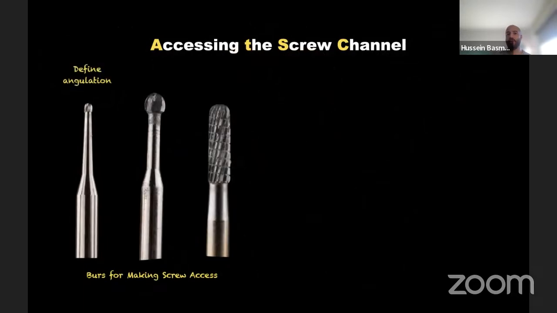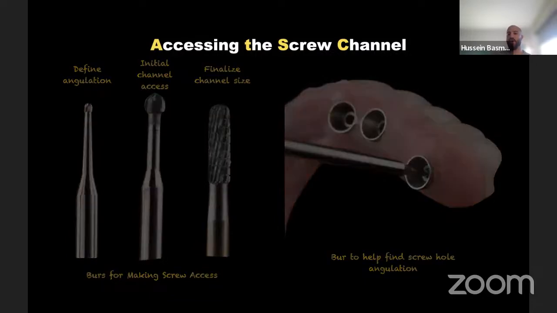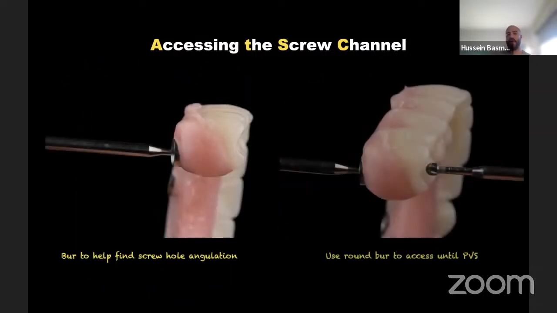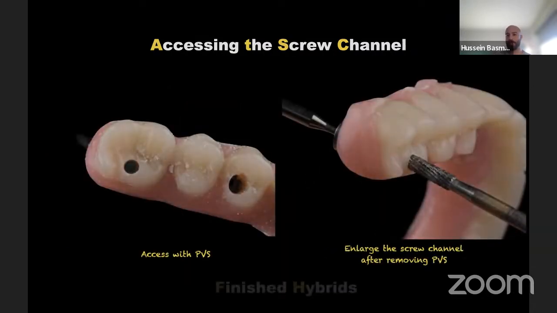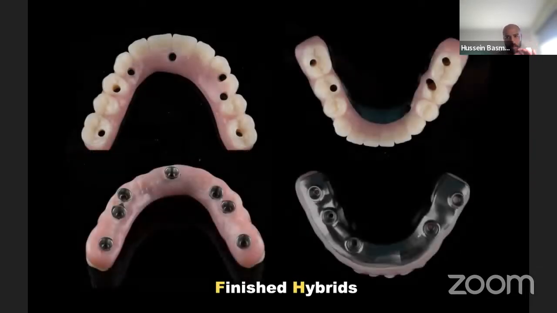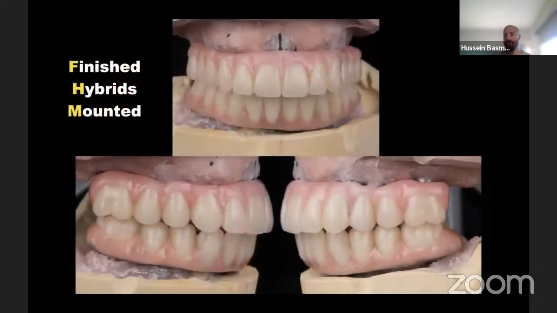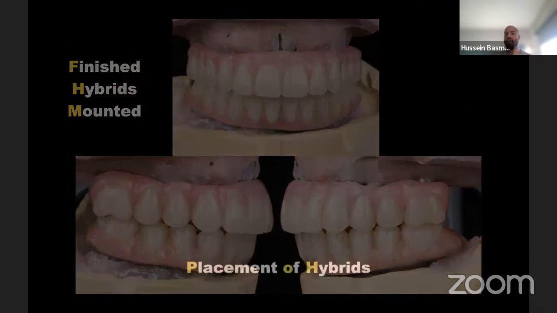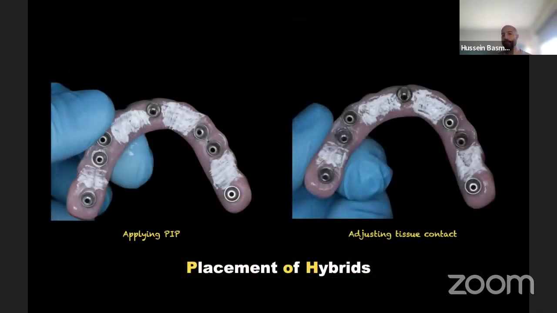So now it's just a matter of creating access, opening the screw access channels in this final prosthesis, and then we end up with a metal acrylic prosthesis. Again, here we're trying to limit the amount of material that we have to remove whenever we're finalizing these bars. Now we have finished hybrids that are mounted, and we move these hybrids into the patient's mouth, making sure we are applying the PIP, to make sure it's not creating a lot of pressure on the tissue.